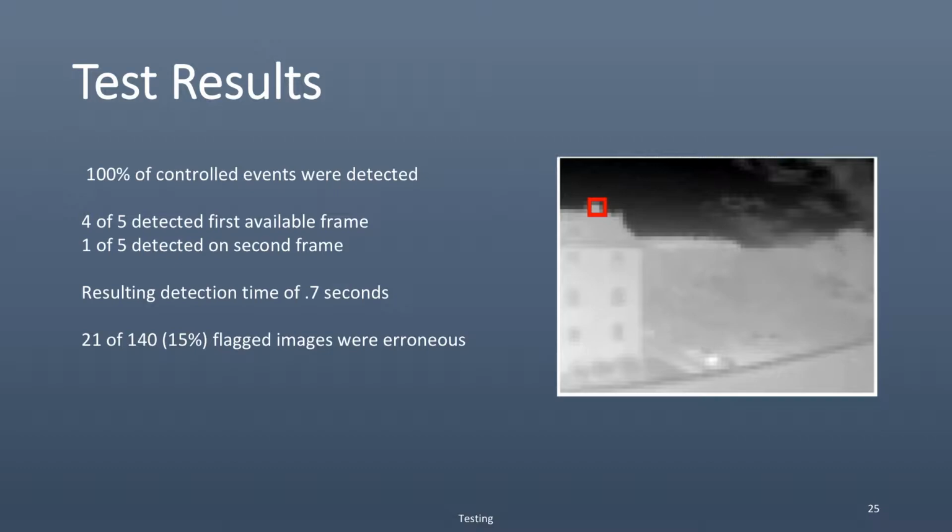After reviewing all of the detected object images, there were 140 over the 30-minute test. 21 of these, or 15%, had erroneous captures. The objects captured were not people, although they still matched the description of being different than the baseline scene and were hot objects, such as the image on the right, which was a heat fluctuation in the chimney of the apartment complex during the test.